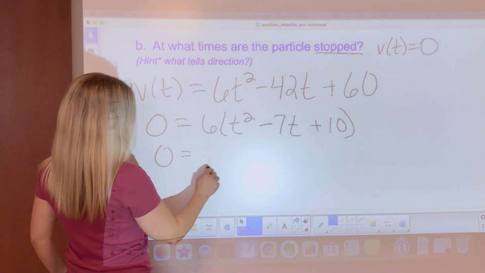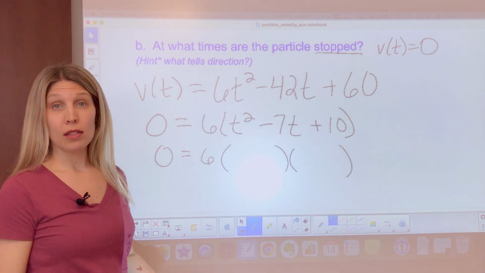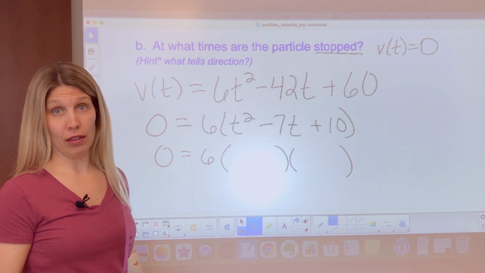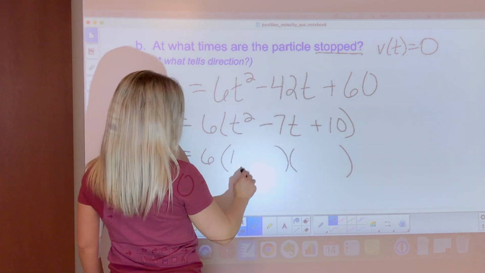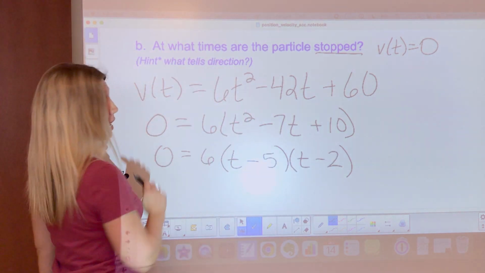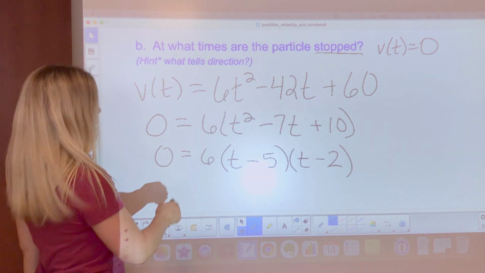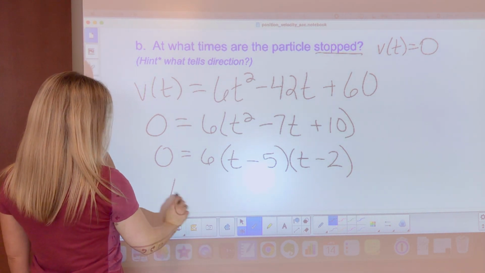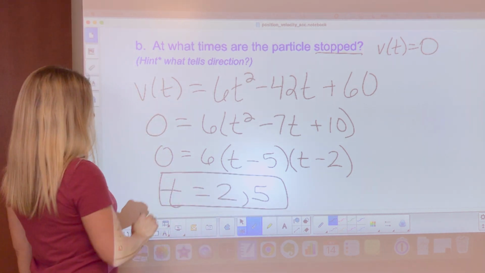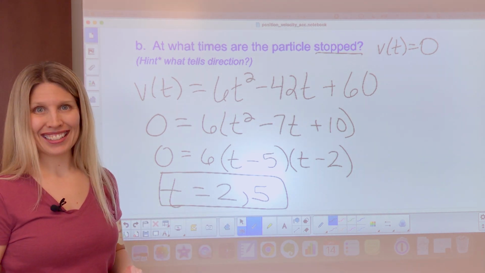0 equals 6. Set up our double parentheses. So you need a number that multiplies to give you 10 and adds to give you negative 7. And it's a positive 10. So we're going to do t minus 5 and t minus 2. That'll give us negative 7 in the center and 10 when you multiply. Set each of these equal to 0. You're going to have t equals 2 and t equals 5. So those are the times when your vehicle has stopped.